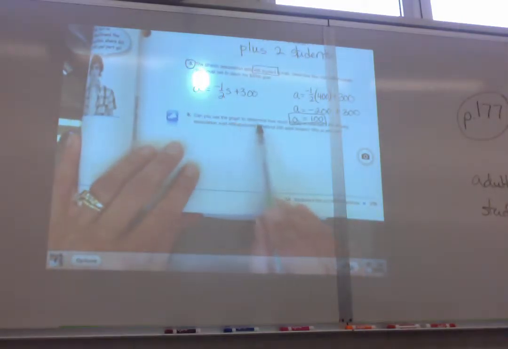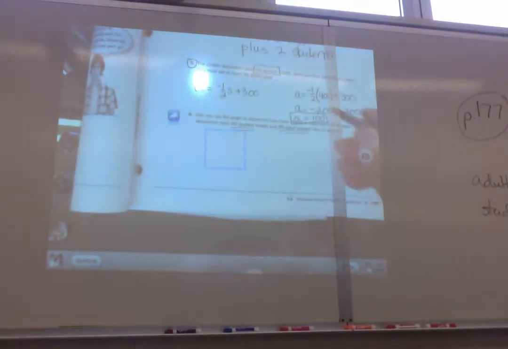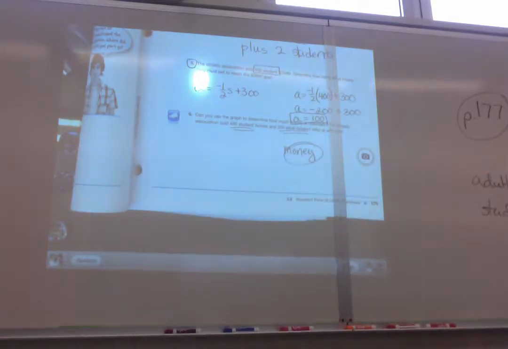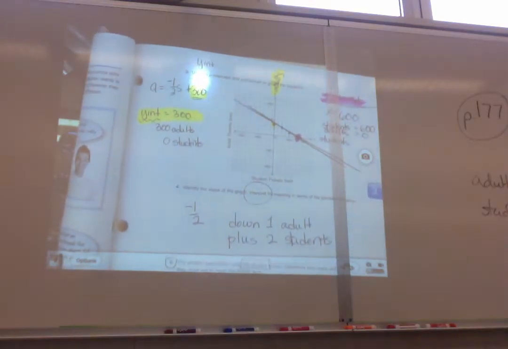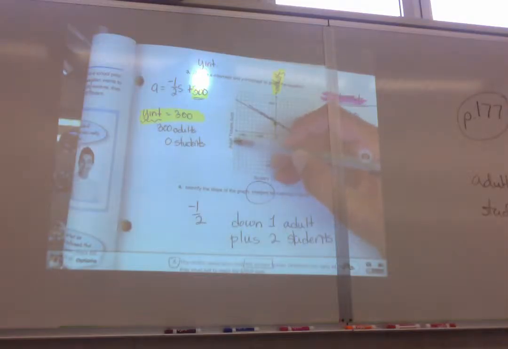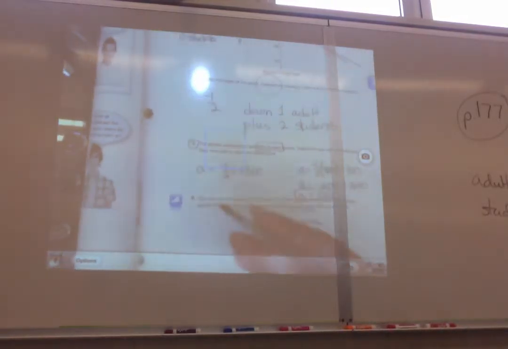Can you use the graph to determine how much money is collected if the athletic association sold 400 student and 200 adult tickets? So we're trying to find money. Let's look at that graph. Does it tell us anything about money? This is adult tickets. This is student tickets. Do we see money anywhere? No. This graph only talks about numbers of tickets, so no.